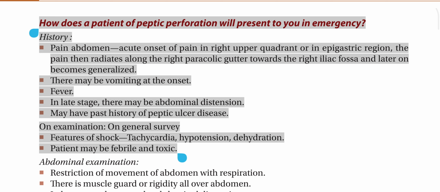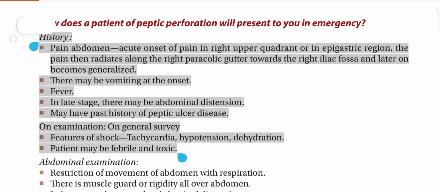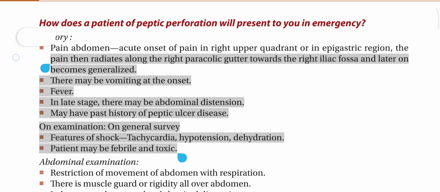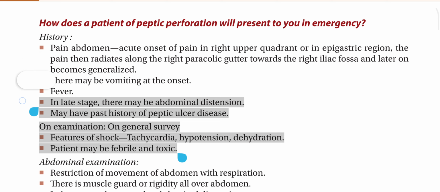How will a patient of peptic perforation present to you in emergency? History: pain abdomen, acute onset of pain in right upper quadrant or in epigastric region. The pain then radiates along the right paracolic gutter towards the right iliac fossa and later on becomes generalized. There may be vomiting at the onset. Fever. In late stage, there may be abdominal distension. May have past history of peptic ulcer disease.